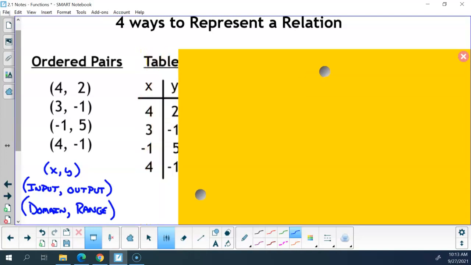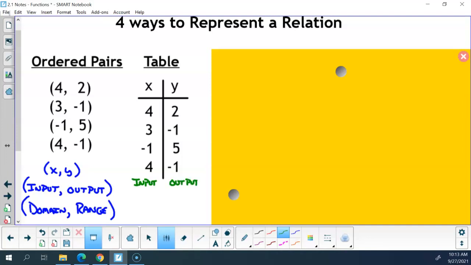Another way is you can make a table out of your points. Okay? And again, it would be x in the first column, y in the second column, or input in the first column, output in the second column, or domain in the first column, range in the second.